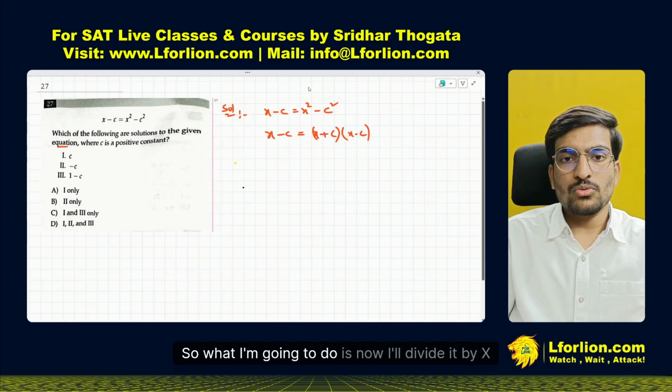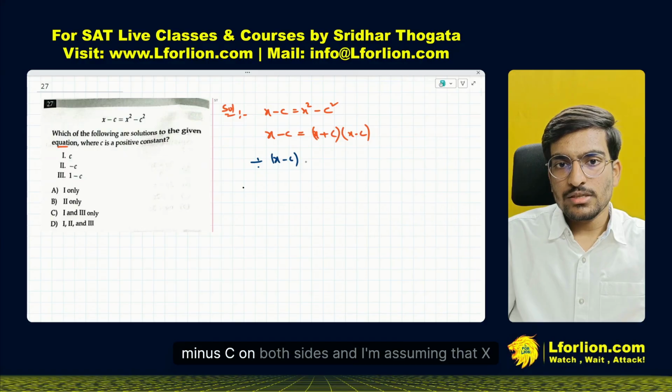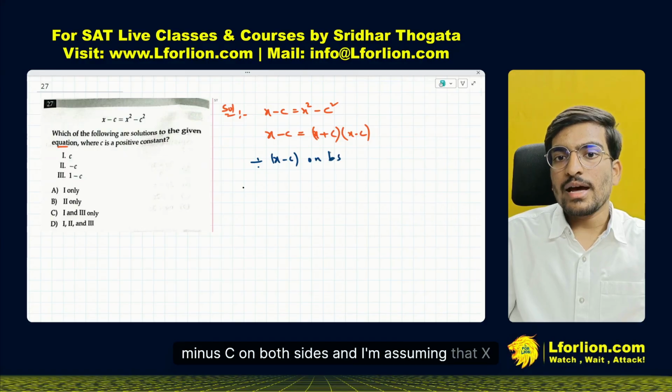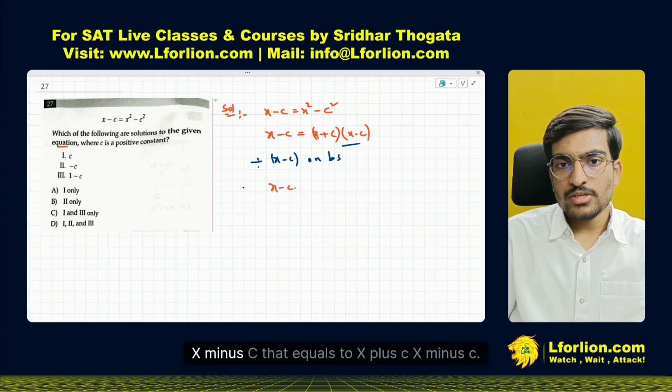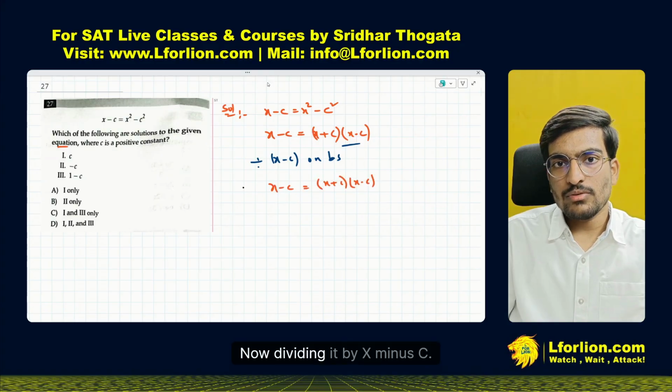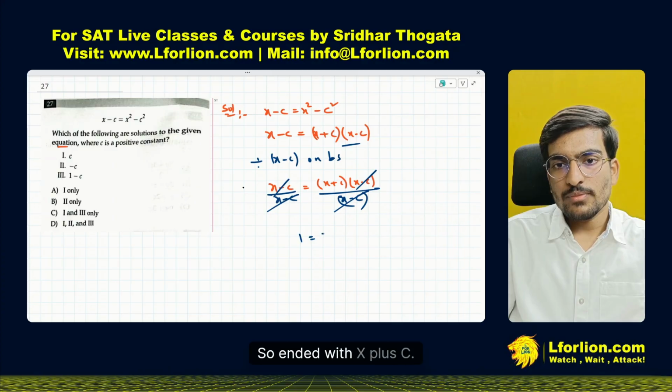So now I'll divide by x minus c on both sides, assuming that x minus c is not a solution. Now let's see what happens. x minus c equals (x plus c)(x minus c). Dividing by x minus c, the x minus c cancels off, and we end up with x plus c. So x equals 1 minus c. So we got one solution.